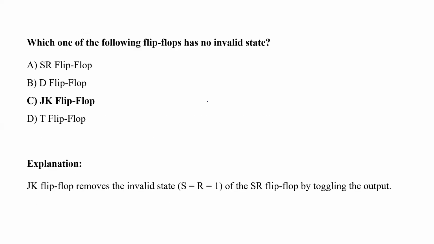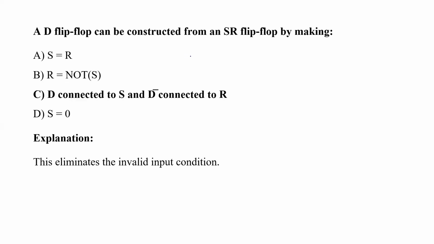You can see, which one of the following flip-flops has no invalid state. So here actually JK flip-flop removes the invalid state S equal to R equal to 1. Actually in the SR flip-flop we got this invalid state. Yes, that is called the indeterminate or undefined state. But because of that only we came to the JK flip-flop. So here the answer is JK flip-flop, no invalid state. And the D flip-flop can be constructed from SR flip-flop by connecting D to S and D bar to R, and this eliminates the invalid input condition.